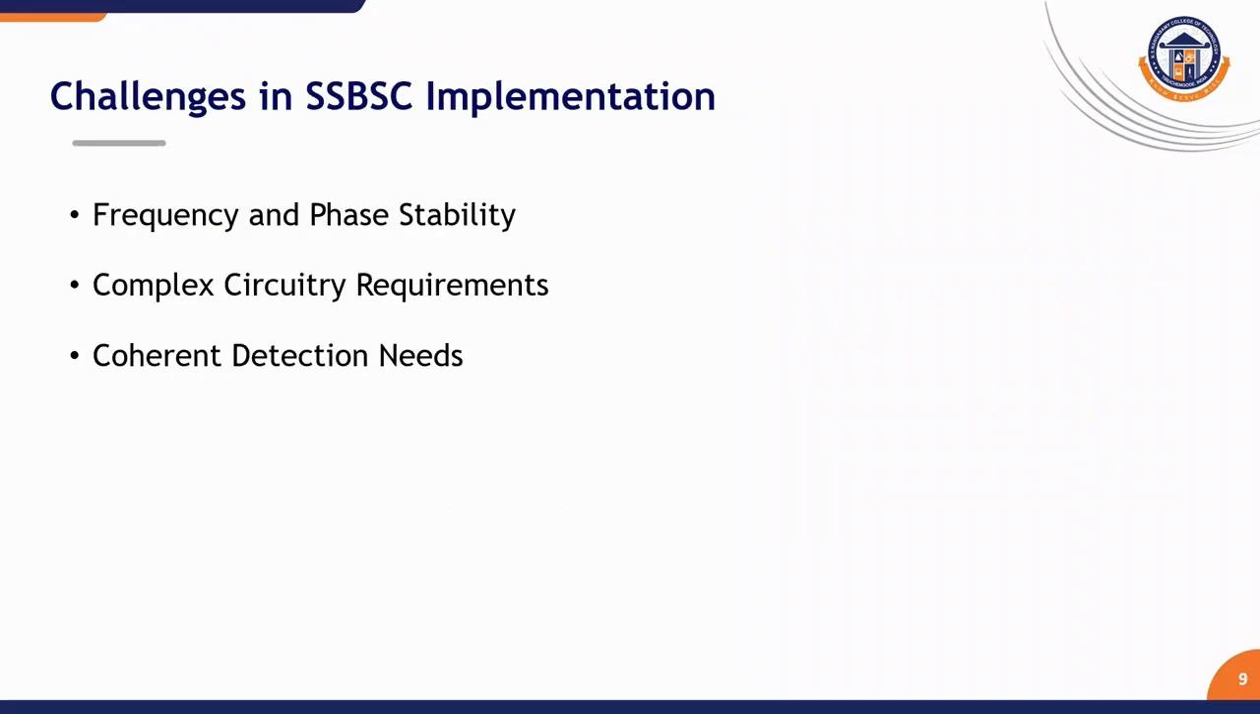The challenges faced in SSB-SC: even with its advantages, SSB-SC has certain challenges. It requires highly stable oscillators for frequency and phase synchronization. The generation and detection circuits are more complex when compared to DSB-SC. Also, a coherent detection technique is mandatory at the receiver side, which increases its system complexity and cost.